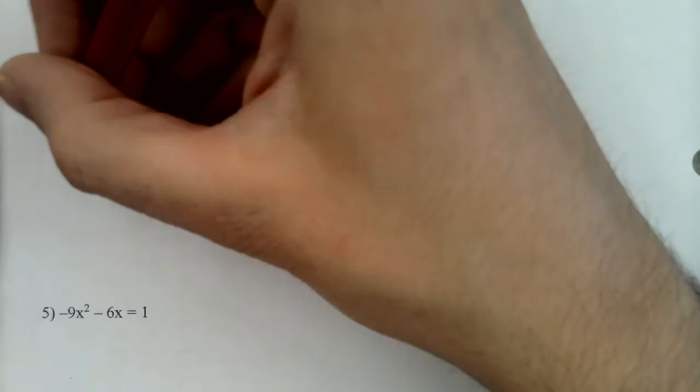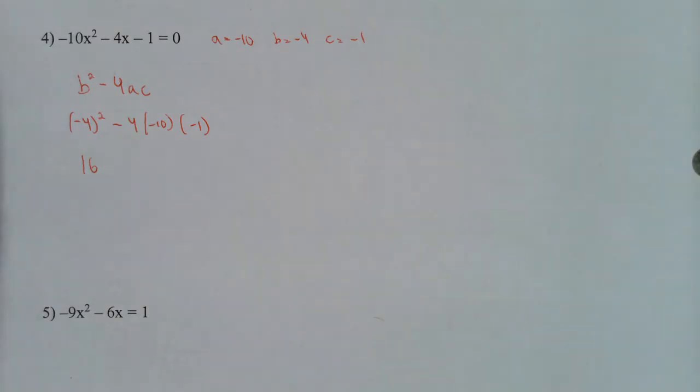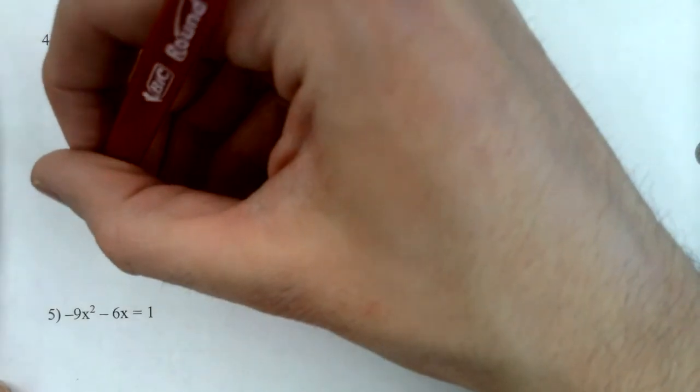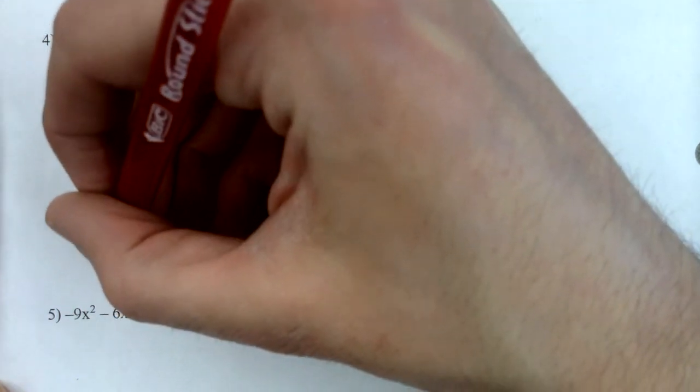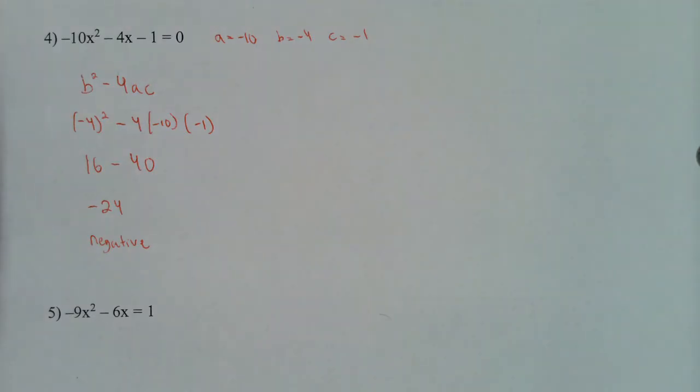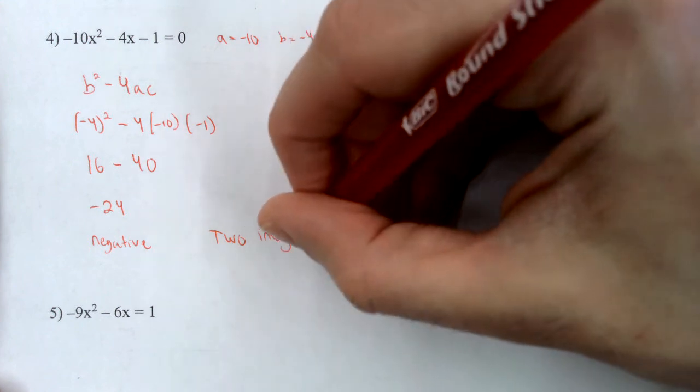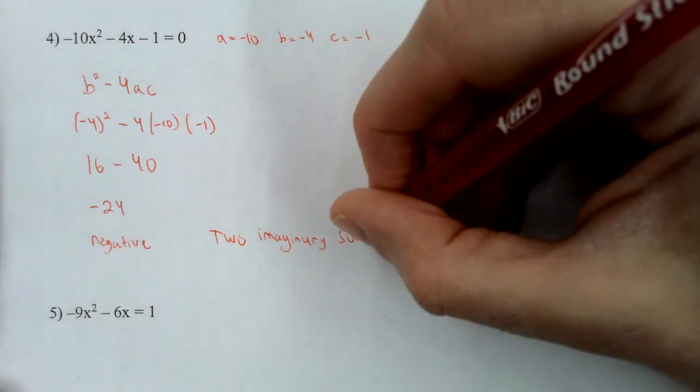Negative 4 squared is 16. Negative 4 times negative 10 times negative 1 is going to end up being minus 40, which will give you negative 24. So again, since it's negative, I'm not asking what the discriminant is. If I did, you would say that the discriminant equals negative 24. I'm just saying describe the number and type of solutions. Since it's negative, it means there's two imaginary solutions. Because when you do the quadratic formula, you'll have the square root of a negative, which will give you two imaginary solutions.